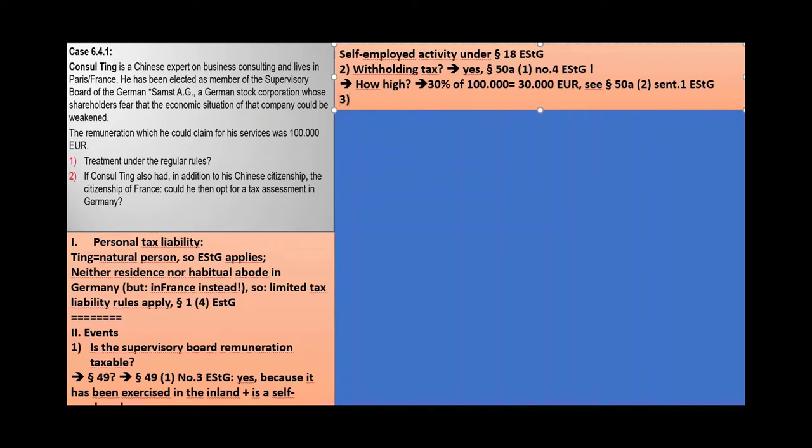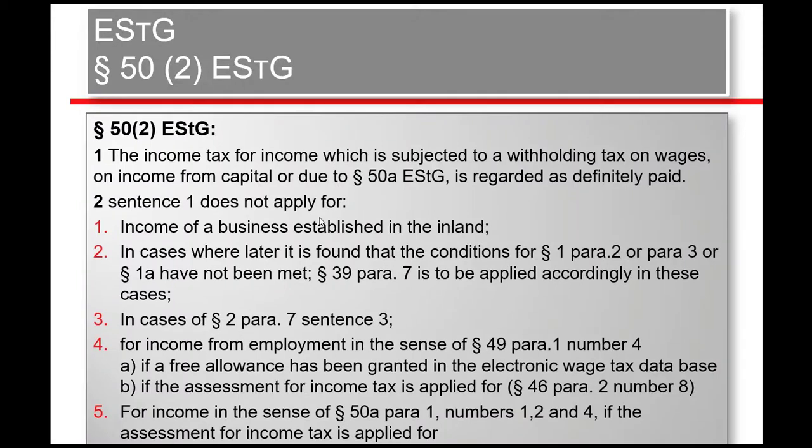Step 3. Is the withholding tax definitive? And here we have again to look to the Tax Acts, and you remember that was section 50. I have in mind that it was 52, not 50A2, sentence 1, ESTG. But naturally, one can never trust oneself, and even less one can trust the legal sources. So we will have to look it up, and we just do that immediately. And as we can see here, indeed, the income tax for income which is subjected to a withholding tax on wages, on income from capital, or due to 50A ESTG is regarded as definitively paid. Then exceptions, sentence 1 does not apply for, let's just check this for reasons of convenience, income from a business established in the inland, so from a permanent establishment.